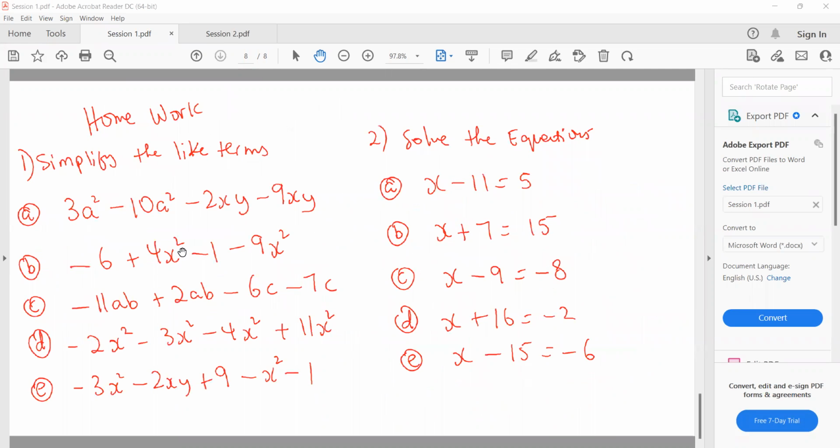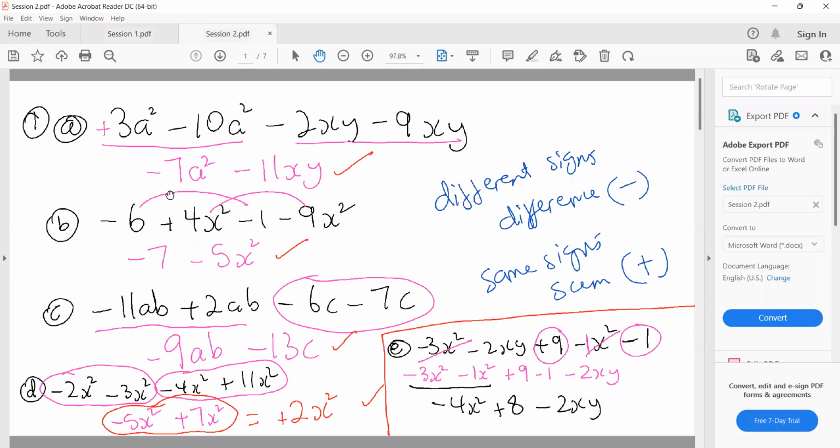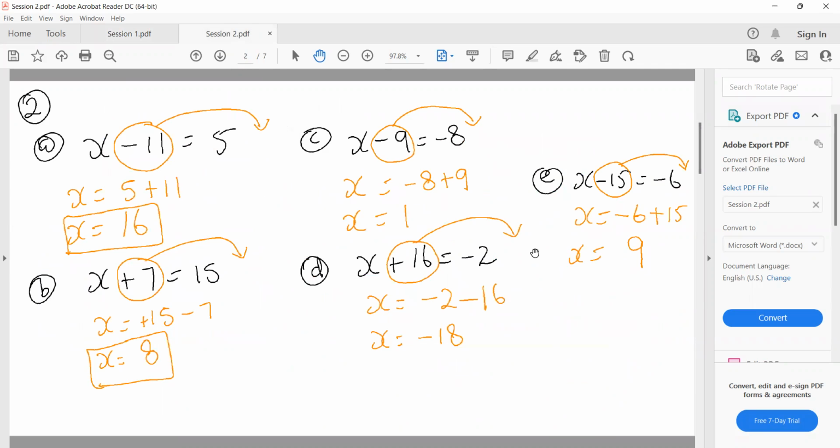There's some homework to do. We corrected the homework in the second session. Corrected all the equations on them. And feel free to draw your arrows. Use different colors to make sure you understand this too.